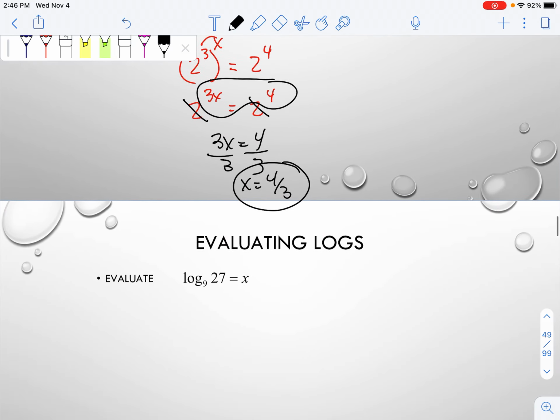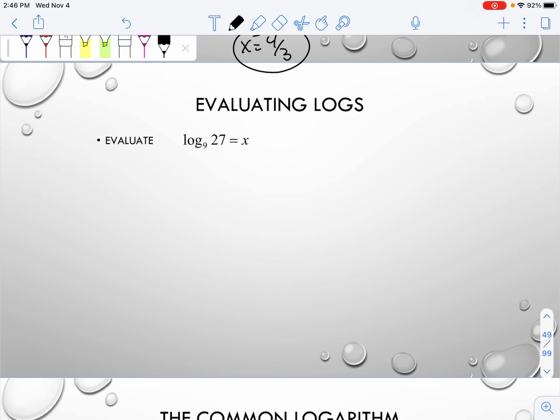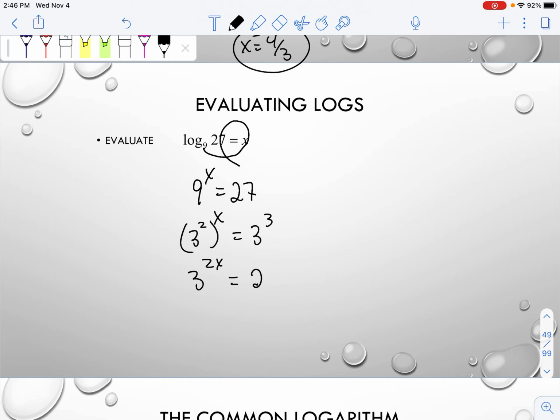All right, let's try another one. Log base 9 of 27 equals x. So 9 to the x power equals 27. Okay, 9 and 27 are both powers of 3, so 3 squared is 9, raised to the x. 27 is 3 to the third. This turns to 3 to the 2x with laws of exponents.